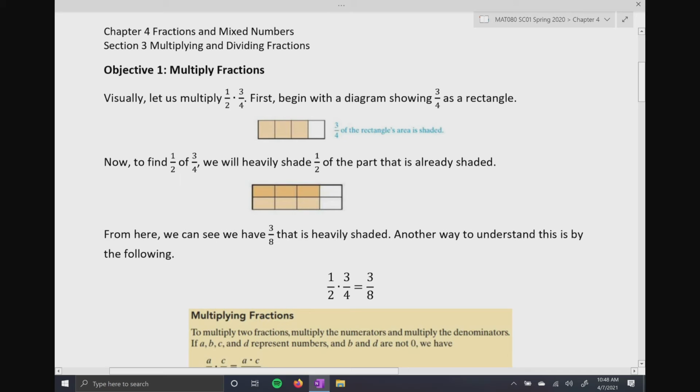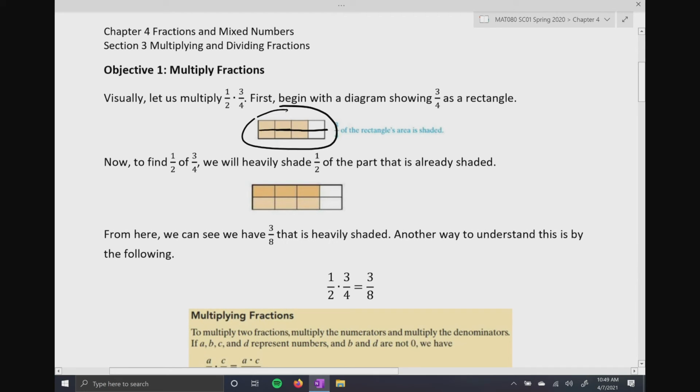Okay? So visually, let's say we wanted to multiply 1/2 times 3/4. All right? So what I did here is I started off by writing a visual representation of 3/4. So 4 blocks shaded in 3. Now, if I want to multiply 1/2 of that, all I have to do is cut them in half and count the shaded regions.